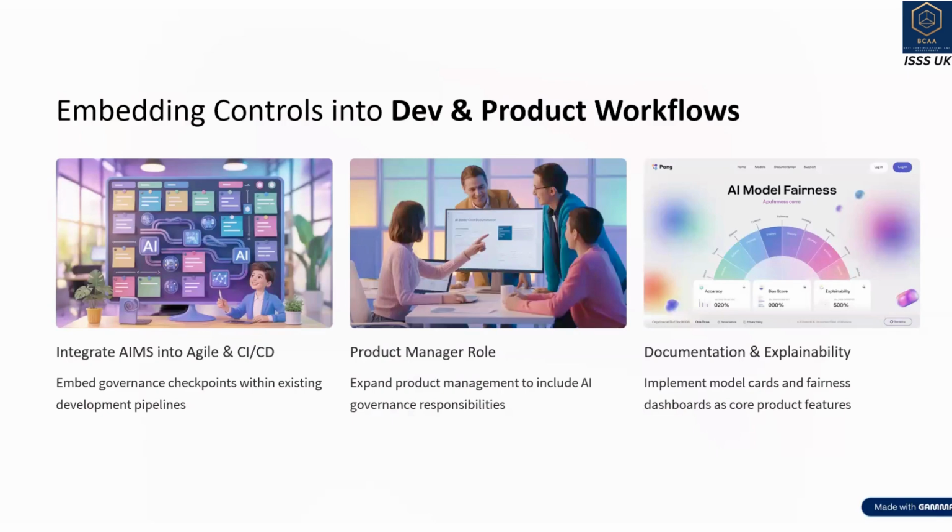Moving next, embedded controls in dev and product workflows, right? We are talking about continuous integration and continuous delivery. Because of highly demanded changes, regular releases are getting released in the production environment with live transactions. It is really important that we integrate our AI management system, follow agile practices, and have a CI/CD pipeline, right? It is very important, the owner of the product, right? Who is the product owner, product manager, or product director?